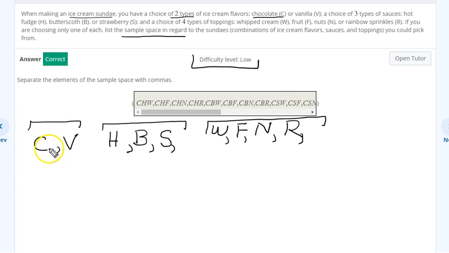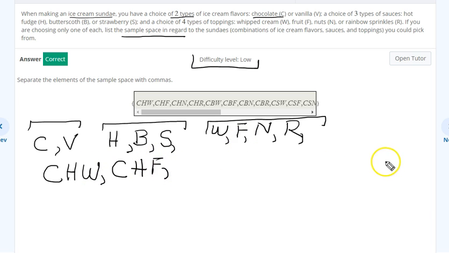And a suggestion might be you start with the C. So C, that would be this one. The H, that would be this one. And then the W. Then you put a comma. Then your C. Keep the H, let's say. Then you're going to do the F. And you're going to write them out and then just continue.